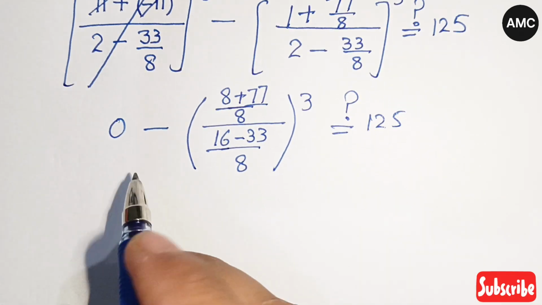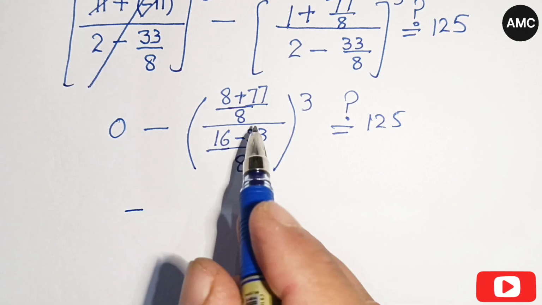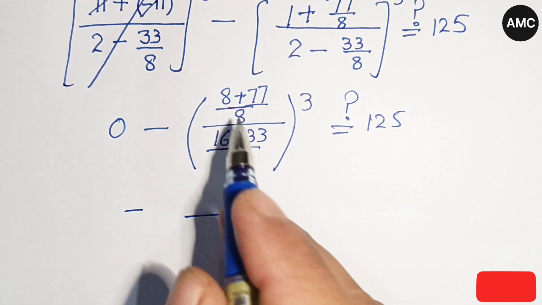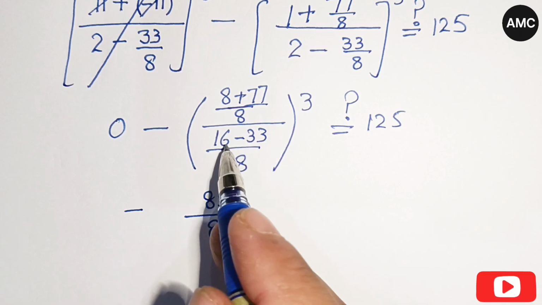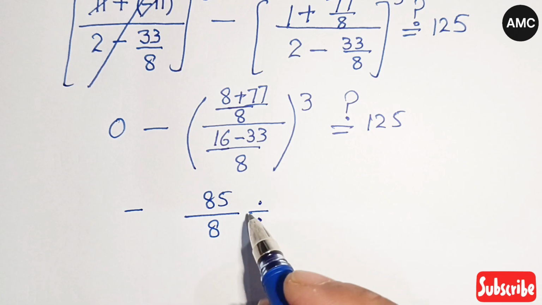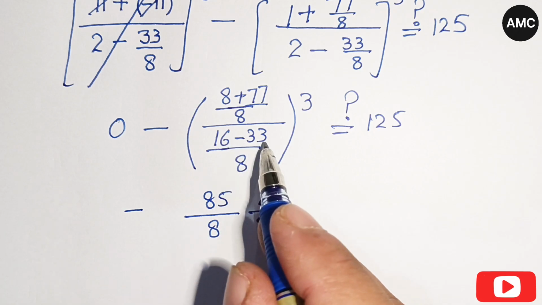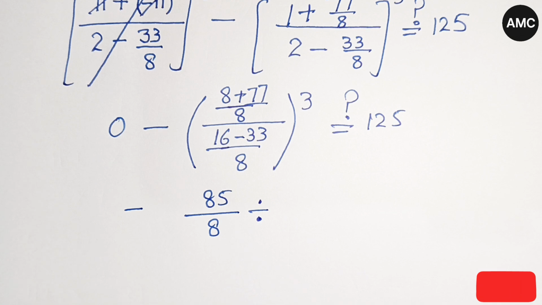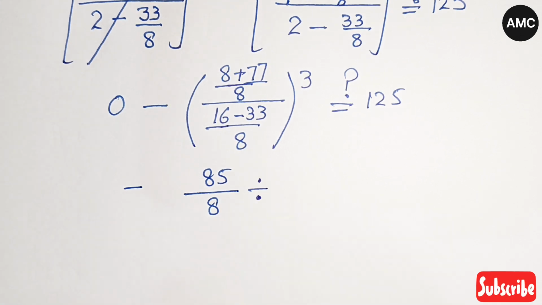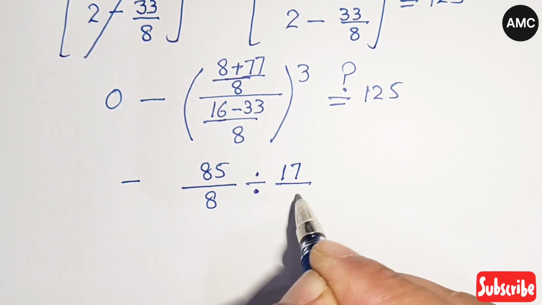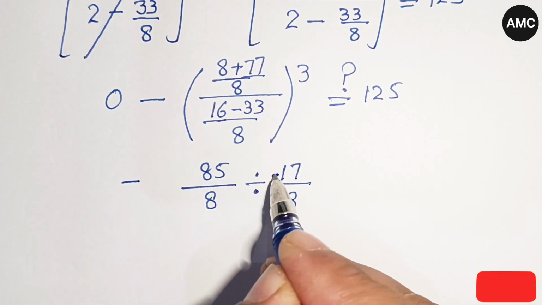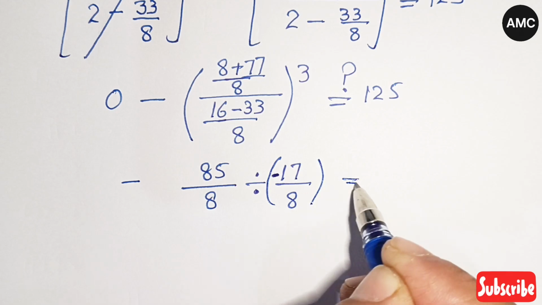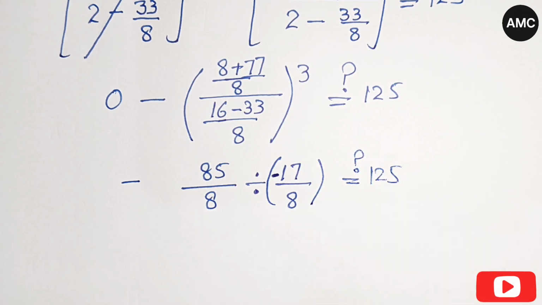Now here 0 minus, here we get 8 plus 77, which is equal to 85 over 8. And here we just write division sign. So 16 minus 33, we just write here 16 minus 33. So we have 17 over 8. And here we have minus sign. Don't forget, here we have minus sign. Is it equal to 125?